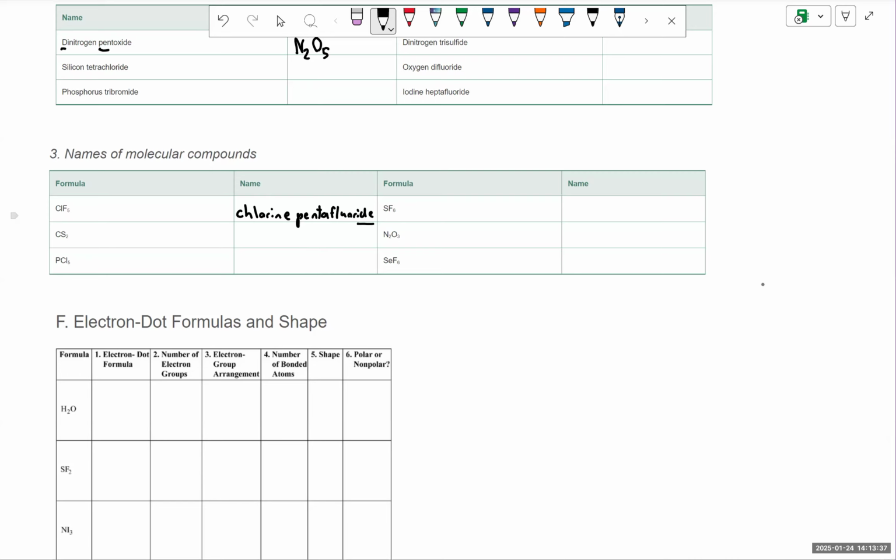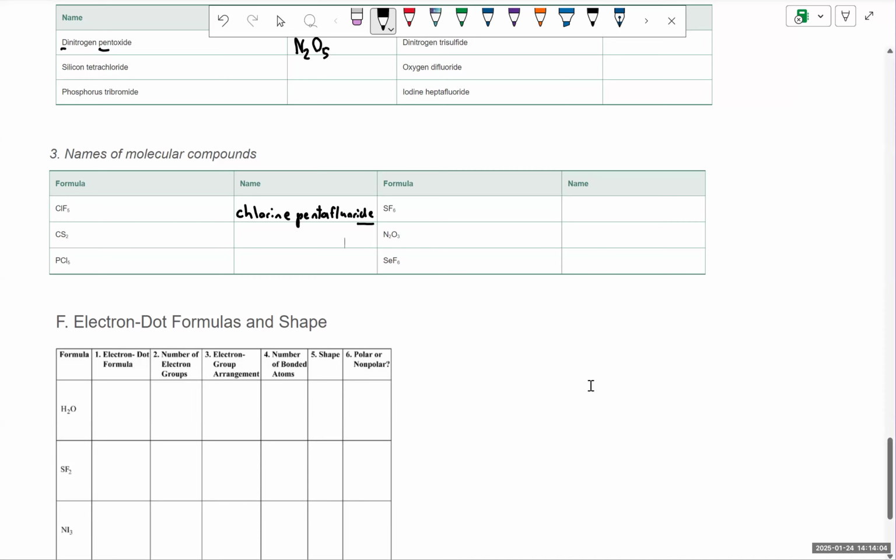So, with this example in mind, you're going to complete the remainder of this table. It's important to double check your spelling, because even small changes in how you spell the names in this formula can indicate entirely different compounds.